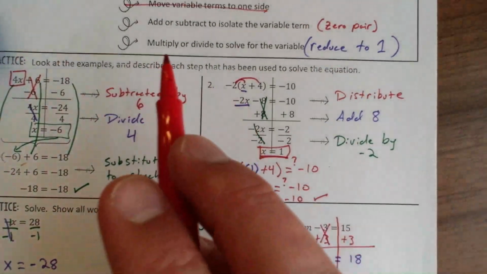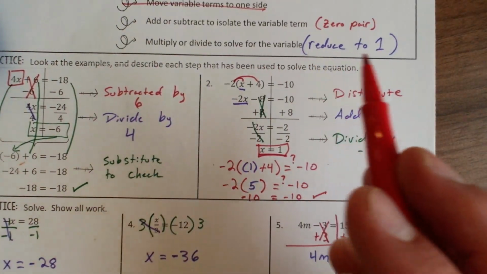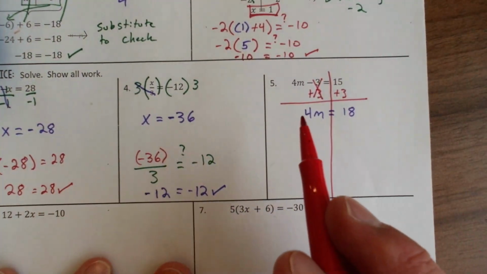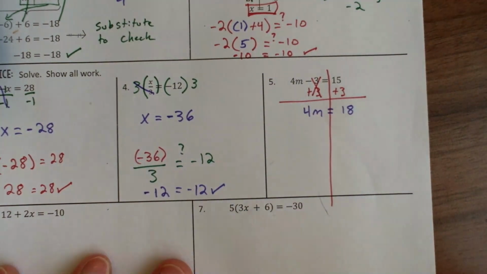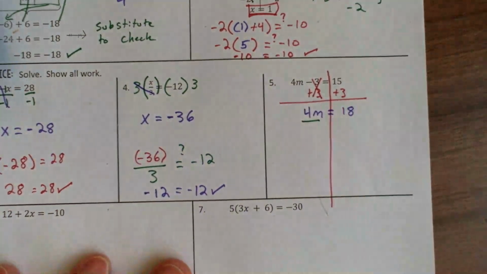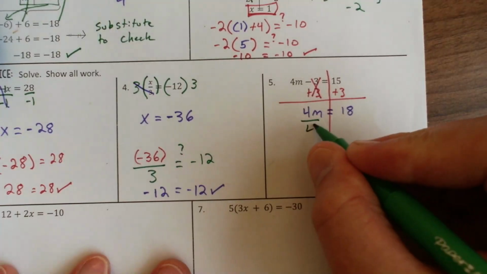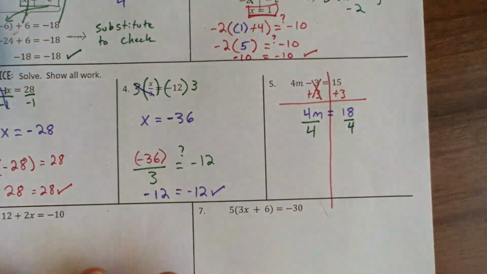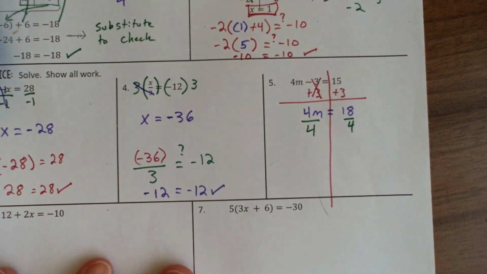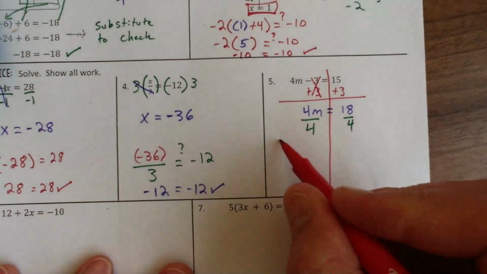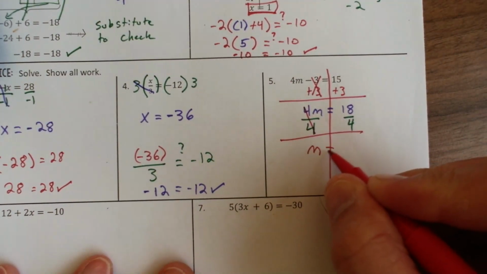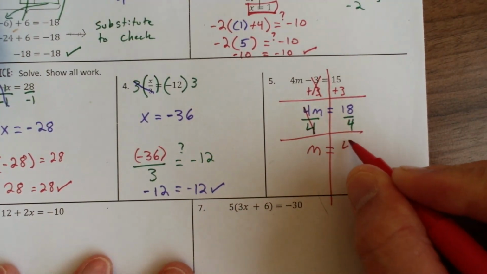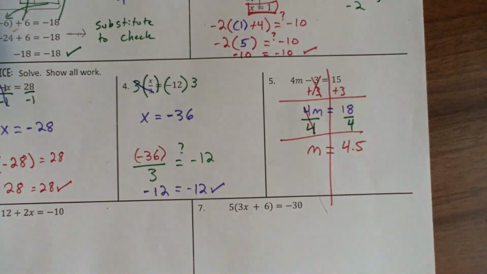My final step, multiply or divide to solve the variable and reduce to 1. I have 4 m's right here, so I need to divide by 4 to reduce it down to 1. 4 divided by 4 is 1, which is what I want. 18 divided by 4 is 4.5.